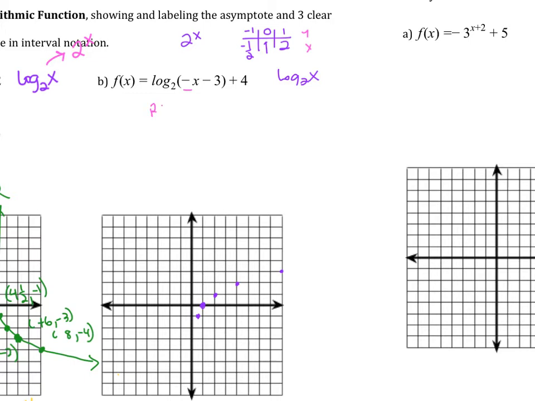Negative means a reflection, negative with the x inside, reflection in the y-axis. And then what makes a 0 inside? That's going to be a negative 3, so therefore it's a left 3 and then an up 4, right? Again, you can look at this, factor out the negative, and so you see if I plug in a negative 3, so it's left 3, would make that a 0.